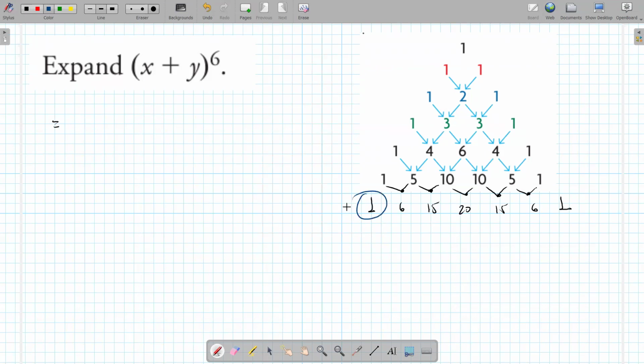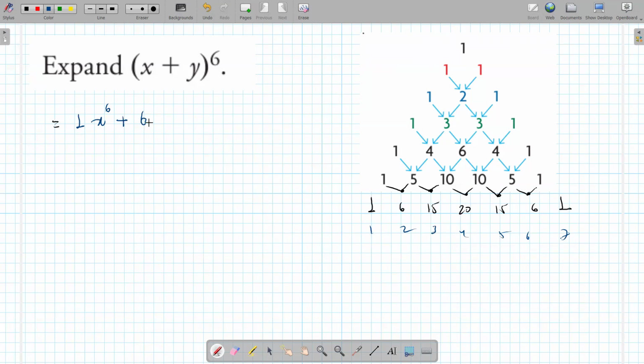So you start here. The first coefficient is a 1. Then you take your first term to the maximum power, like that. And that's it for the first term. There are 1, 2, 3, 4, 5, 6, 7 terms in this expression when we open the bracket. The next term will have a coefficient of 6.